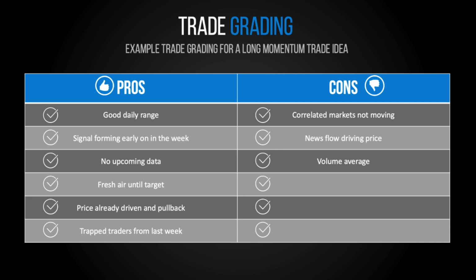Right, that's the first filter. The next thing is this. Okay, it's got a good drive. It's past the filtering process. We're grading it by saying we've got a decent daily range. We've got an early in the week signal. The time position is good. No upcoming data.